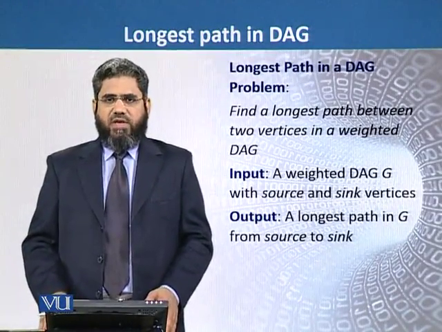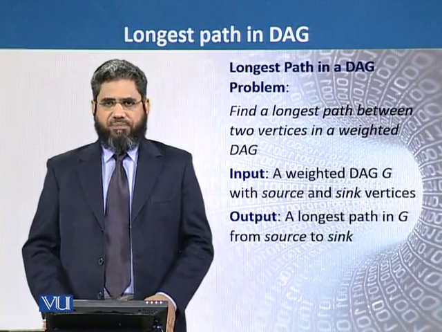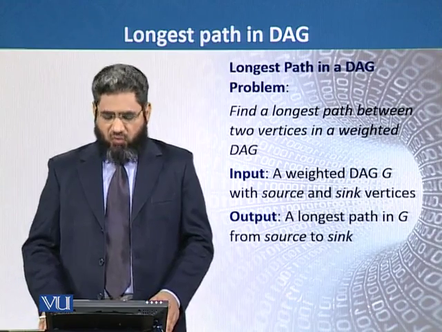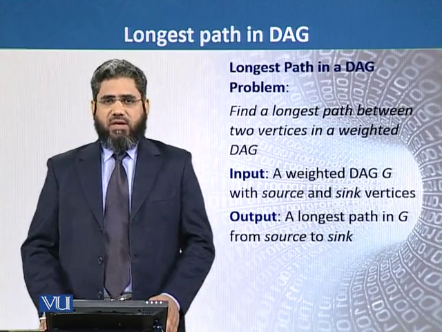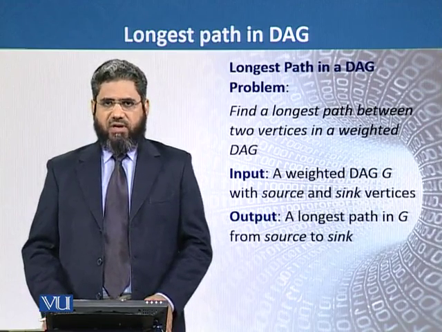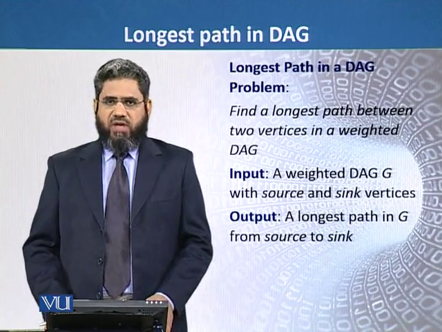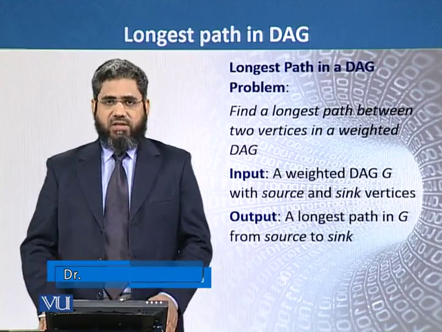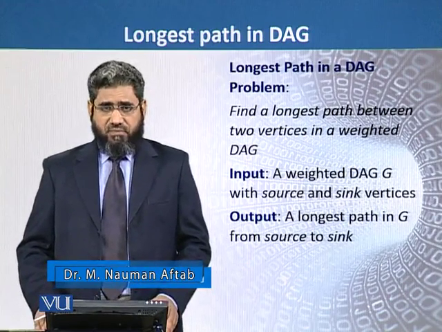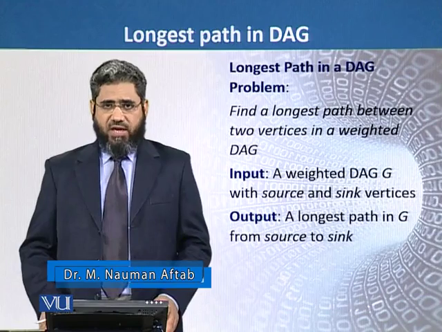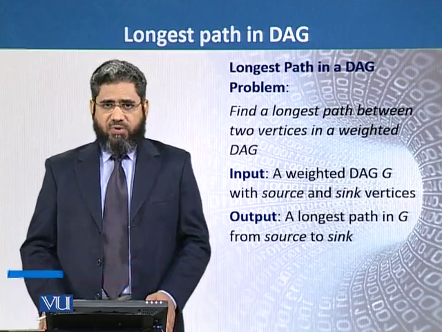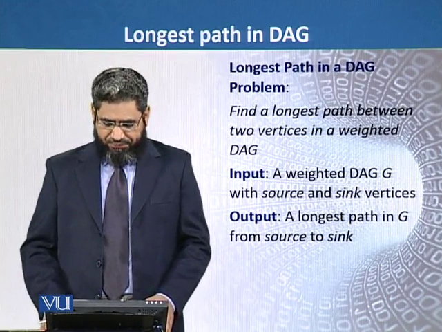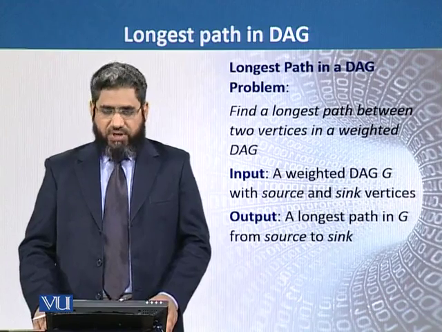As we know, we can also solve the biological problem if it is in the form of a directed acyclic graph. In order to find the longest path within this directed acyclic graph, we have to find the longest path between the two vertices present within the weighted DAG. For this purpose we need the input and the output. The input will be the weighted DAG, designated as capital G, with the source and the sink vertices.